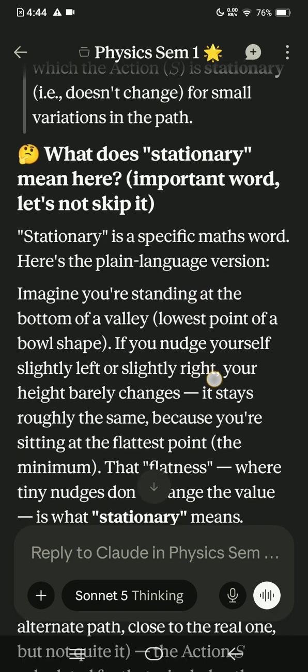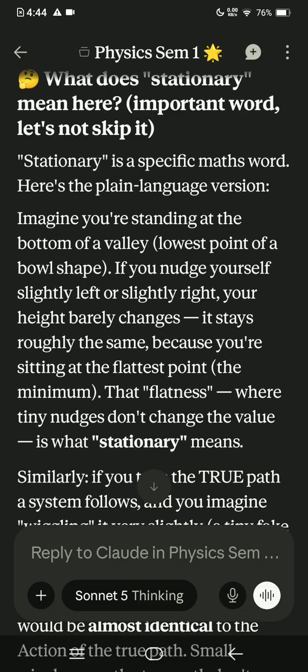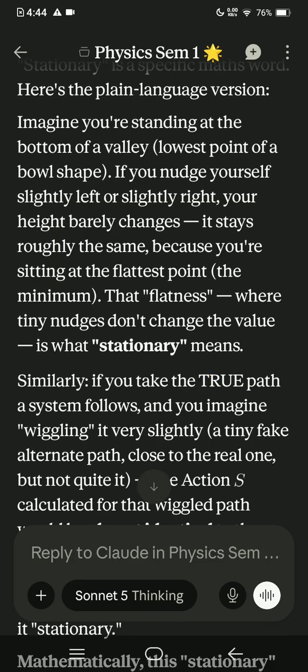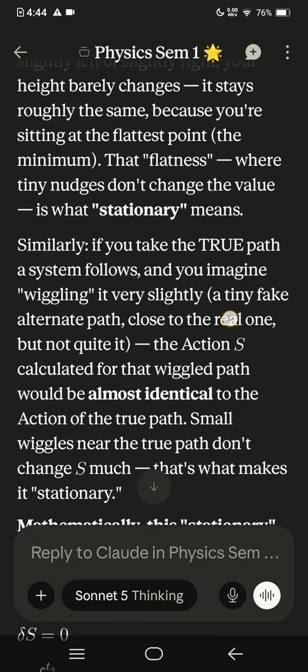An important word, let's not skip it. Stationary is a specific maths word. Here's the plain language version. Imagine you are standing at the bottom of a valley, the lowest point of a bowl shape. If you nudge yourself slightly left or slightly right, your height barely changes. It stays roughly the same because you are sitting at the flattest point, the minimum. That flatness, where tiny nudges don't change the value, is what stationary means.